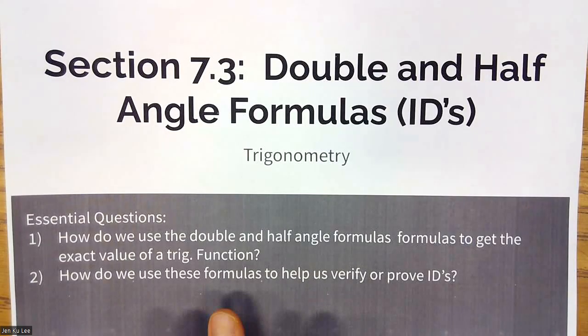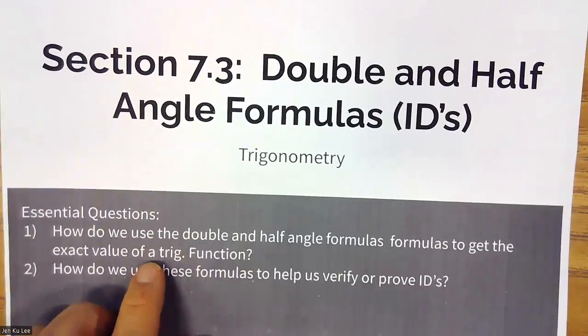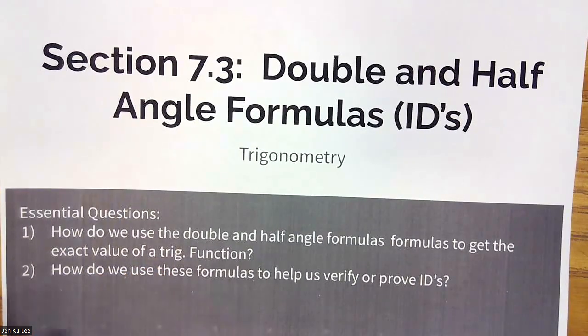So welcome to section 7.3 on double and half angle formulas. Your essential questions for today are, how do we use the double angle and half angle formulas to get the exact values of trig functions? And how do we use these formulas to help us verify or prove identities? So basically the essential questions are the same two essential questions as our 7.2.